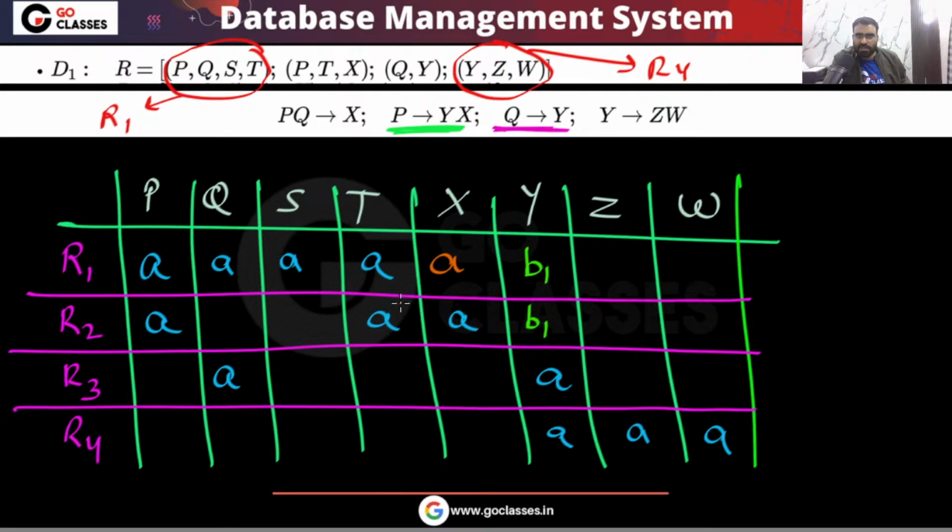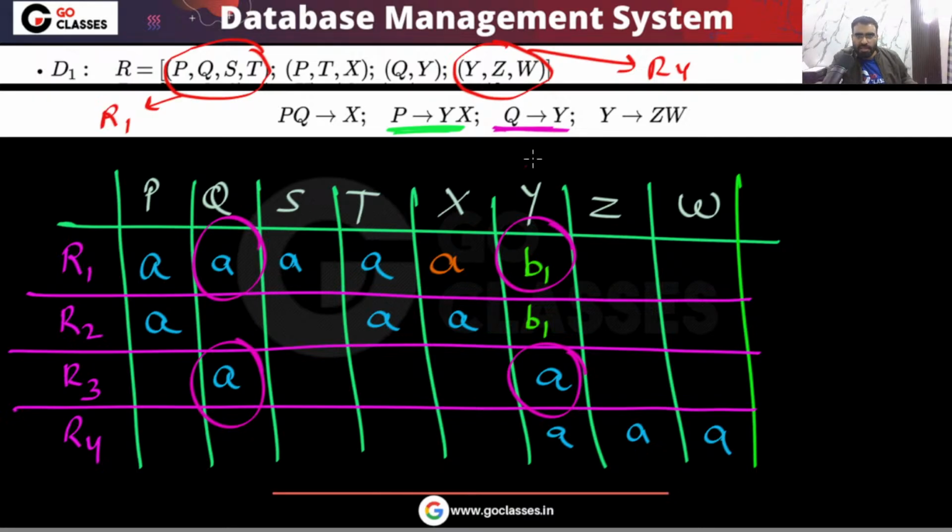Q determining Y means whenever two tuples have the same Q value, they must have the same Y value. Remember these tuples have the same Q value, so they must have the same Y value. That means A is equal to B1. B1 and A, they are the same. So what I can do is replace this B1 with A, because we are interested in the A entries. We are not interested in B1. B1 is a random value that we have taken. B1, B2, these are random values that we can take. But we are interested in the A entries.